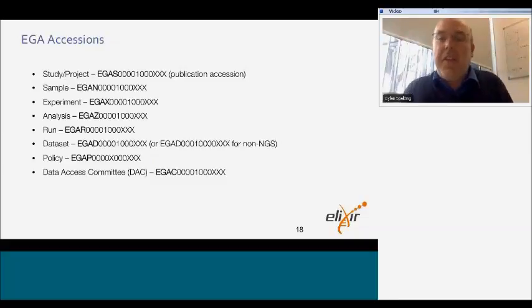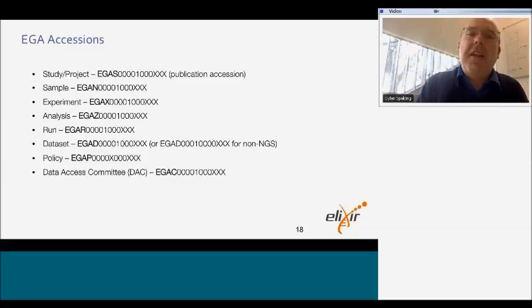EGA accessions give stable identifiers to most of these objects. The most important ones are the study or project, which is an EGAS ID, the sample, which is an EGAN, and probably the Data Access Committee actually after that, which is an EGAC.